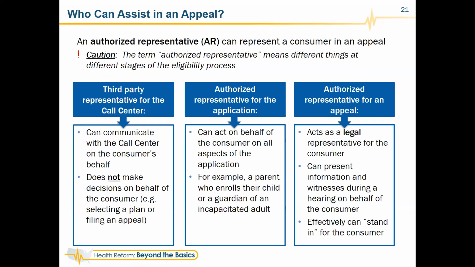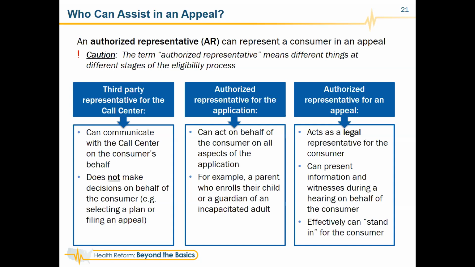So I want to go through a little bit of the terminology and the roles of someone who can assist an appeal. An appeal is really involving the legal rights of an individual. They've had a determination made, and the appeal is to say there's a legal basis why that determination is wrong, and I want it to be changed. We hear about the term authorized representative, and it often is confusing because it can be used in a couple of different places. So first, if you're helping a consumer apply through the call center, you may be designated as a third-party representative. And this person can communicate with the call center on the consumer's behalf, but can't ultimately make a decision. Like that third-party rep can't enroll the consumer in a qualified health plan.